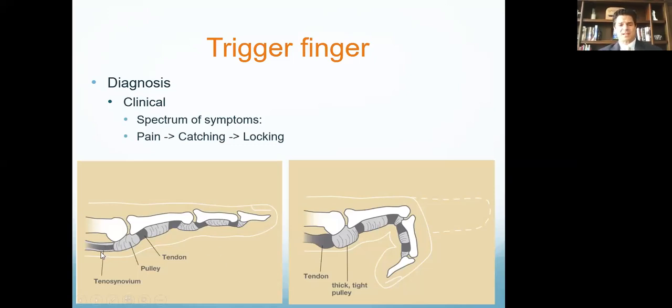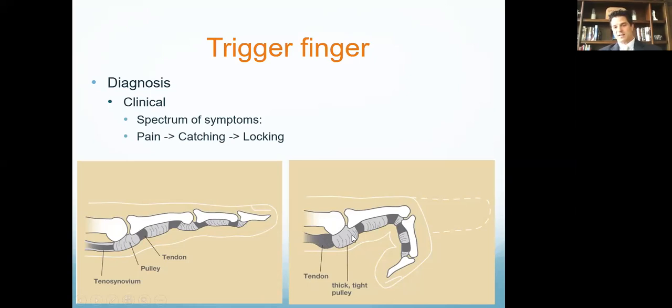The tendon also has a little sheath around it. We call it a tenosynovium. Sometimes that sheath and the tendon itself can get inflamed. When it gets very inflamed, you can get a situation like in that second picture where it gets sort of bulbous, almost like a little nodule that's there.